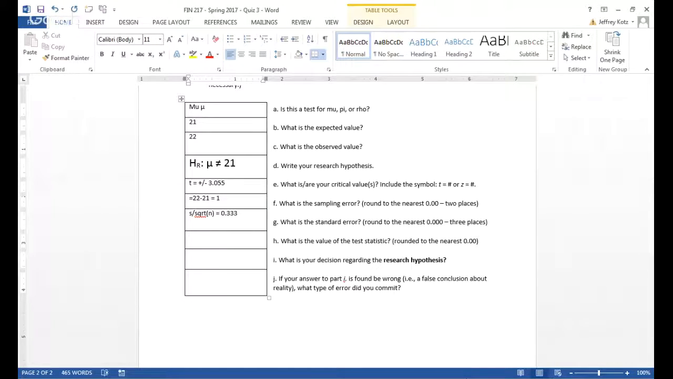The test statistic is just the sampling error divided by the standard error. Sorry, sampling error over standard error.